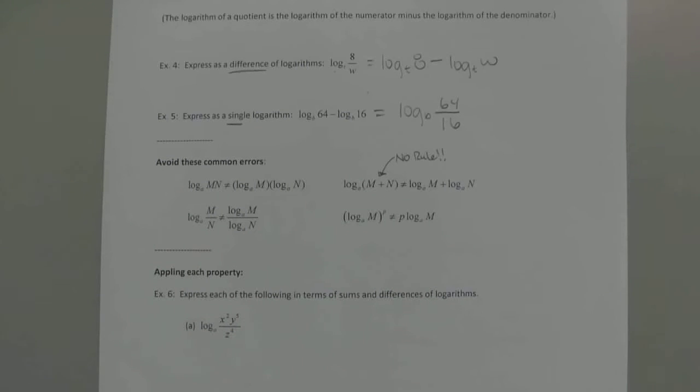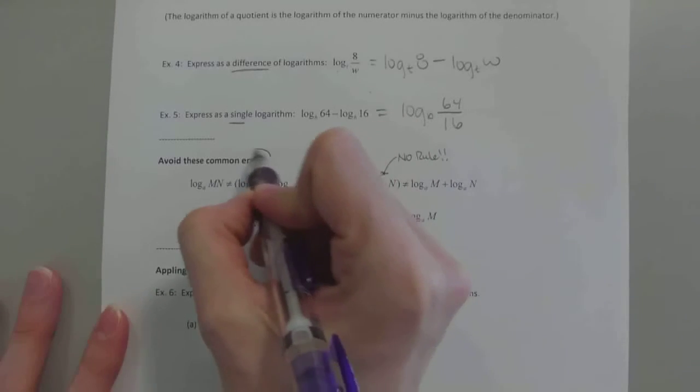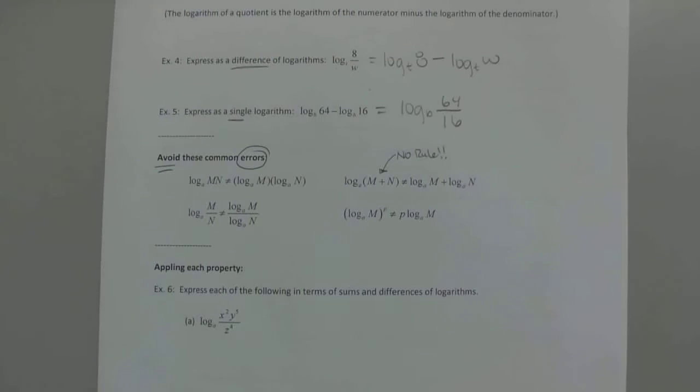And then if the whole log is raised to the p power, that doesn't mean the p comes down. That means that's log base a of n times log base a of n. That's different than log base a of n to the p, okay? So these are just common errors to avoid, okay? Don't think these are the right things.